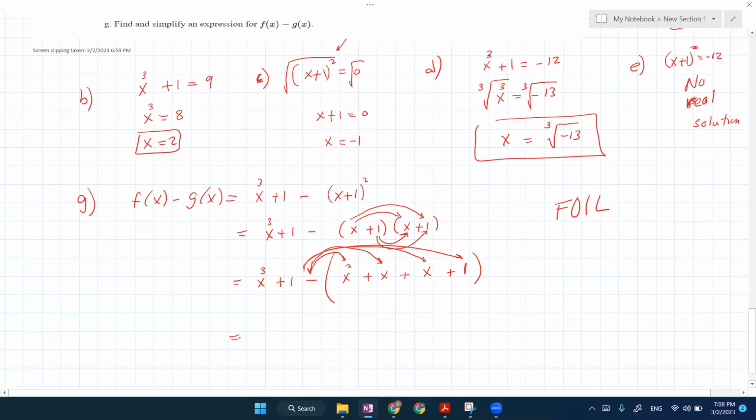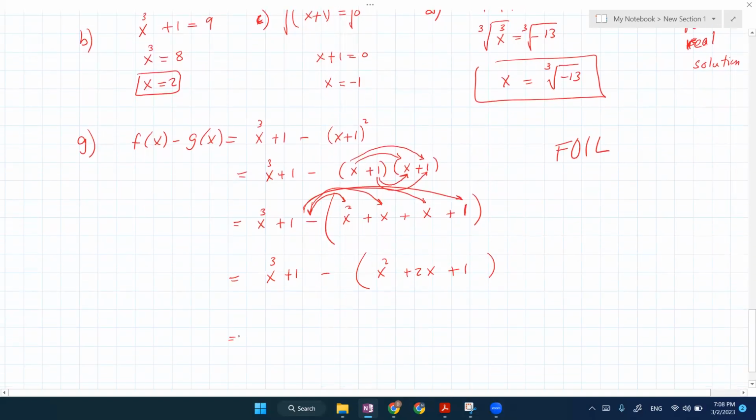Okay, let me simplify first. So x cubed plus 1 minus, I want to combine like terms. We have 2x. And then we distribute this negative to each term. So x cubed plus 1 minus x squared minus 2x and minus 1. So the negative has been distributed. The 1 will be canceled, and the final answer will be x cubed minus x squared minus 2x.